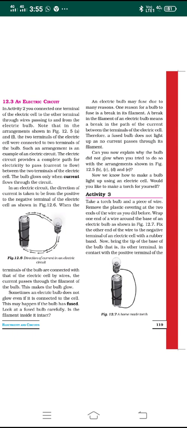One reason for a bulb to fuse is a break in its filament. Inside the bulb's glass case you can see the filament, which is made of a very strong metal. If a breakage takes place in the filament, then definitely the bulb may fuse. A break in the filament of an electric bulb means a break in the path of current between the two terminals of the electric cell.